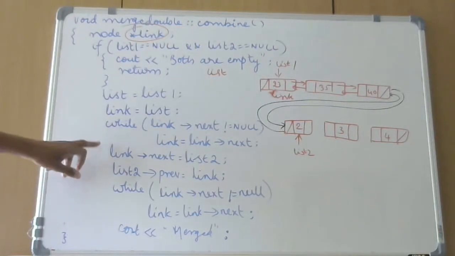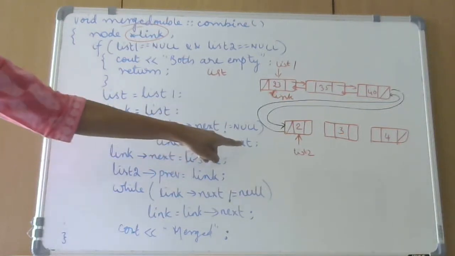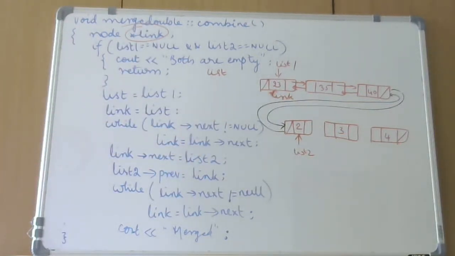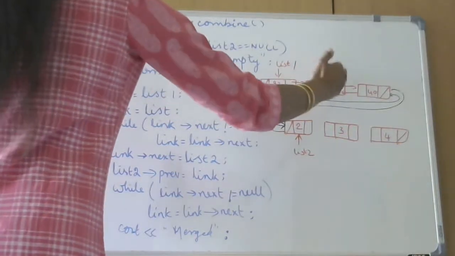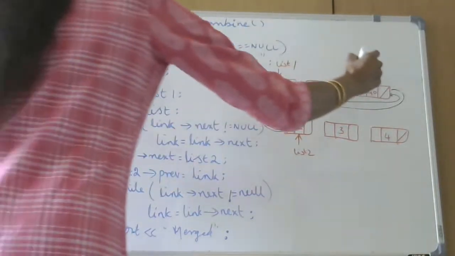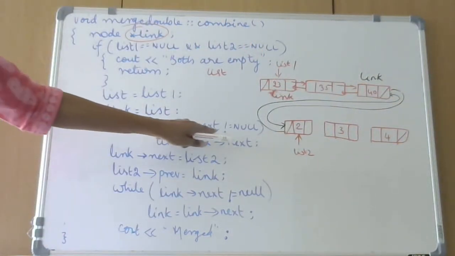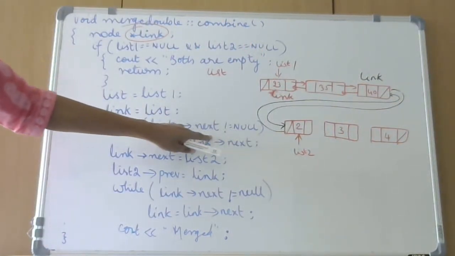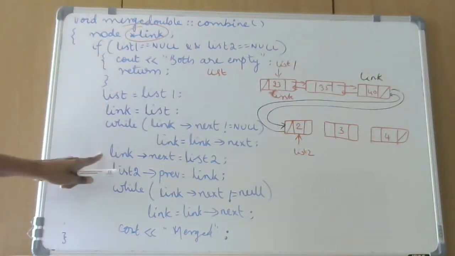Now, to do that, I have to go up to 40. So what have I done? I have taken this link. While link of next is not equal to null, link is equal to link of next. We used to take current; instead of current, I have taken it as link. Unless link of next is equal to null, I will go on traversing. Finally, I will come at this point, so this will now become my link. Again, link of next is not equal to null: this condition is not satisfied because link of next is null. So it will come out of the loop.